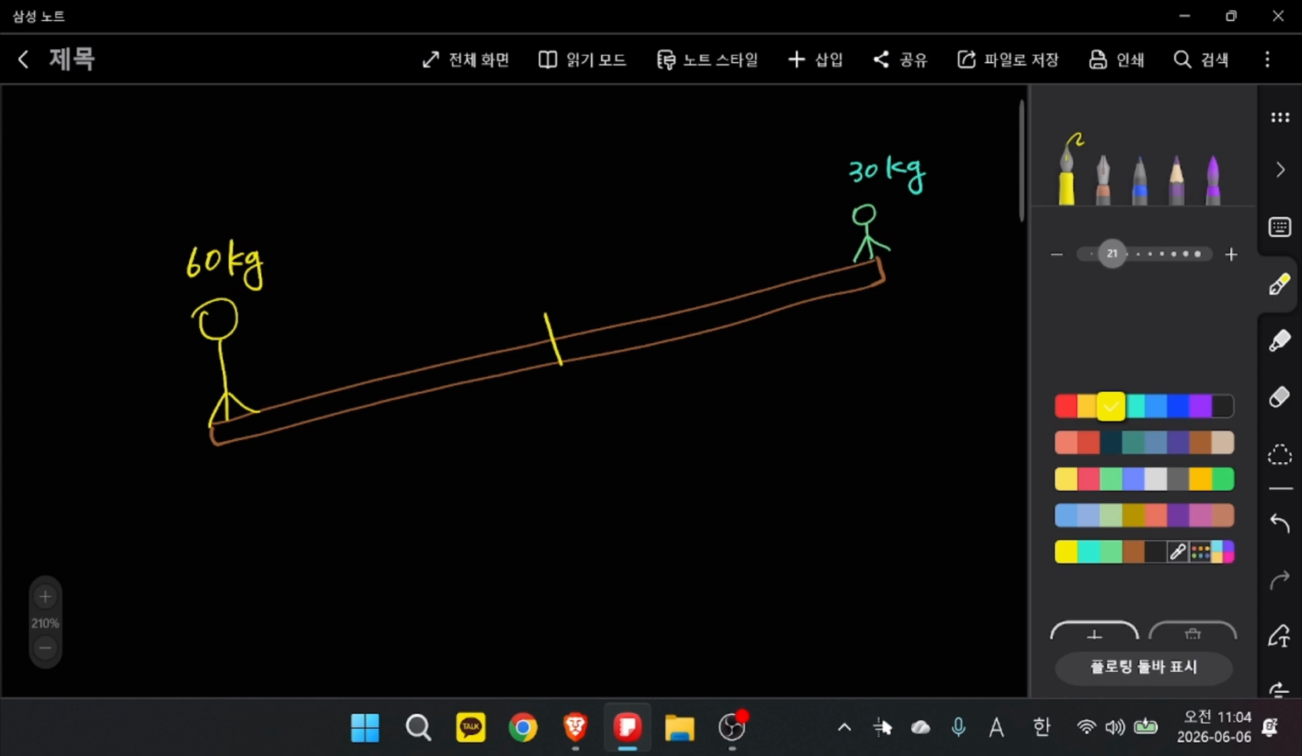Of course not. The heavier child will go down and the lighter child will go up. To make the seesaw balance, the heavier child has to move closer to the center. Why? Because the heavier child has a greater influence on the balance of the system. The same idea helps us understand the center of mass.